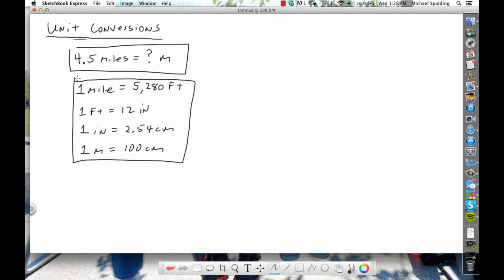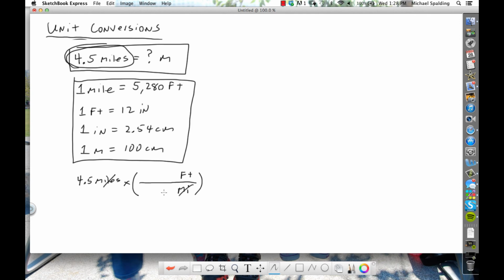Here's what it would look like. So always start by writing down your given. The given here is 4.5 miles. So you go 4.5 miles, and then you set up your conversions. So what's the first place we're going to go? Miles to feet. So you go mile there, feet there. How did I know that miles goes in the bottom? Because you want to cancel it. Mile cancels with mile.